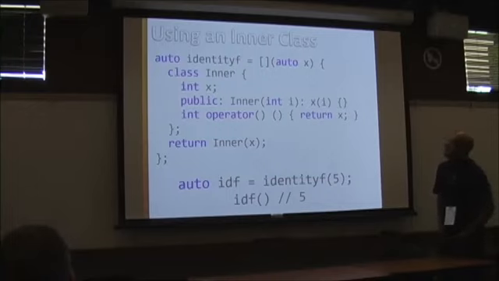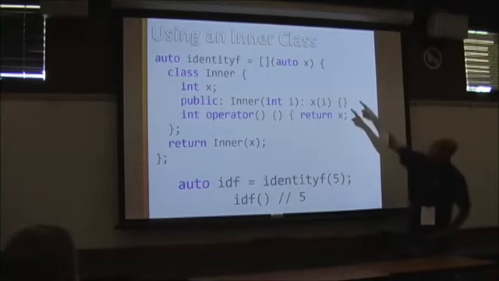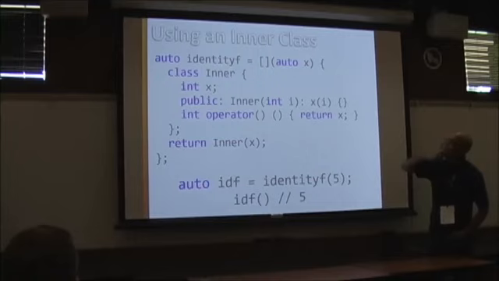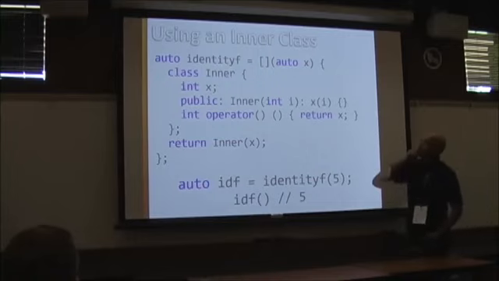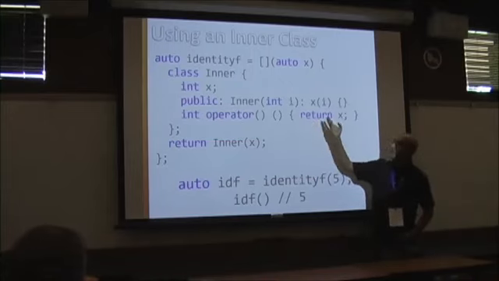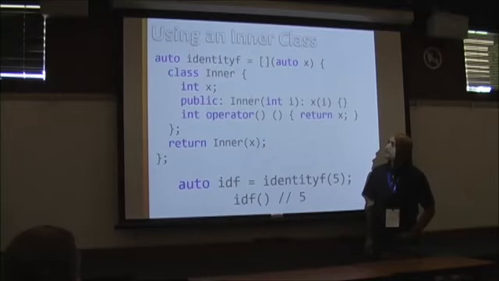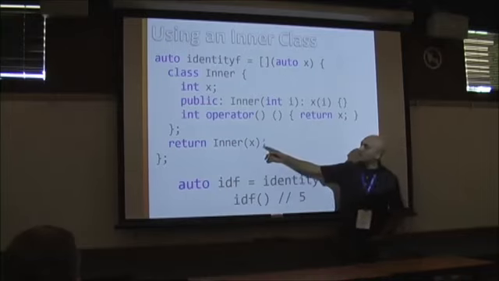Here is identity f, the top level function, right? And it takes one argument. That's why we have auto x. And inside that function, we have a class inner. This is going to be good old C++. There is a state variable, x is a member, a constructor that takes i and assigns it to x, pretty straightforward, right? It's just a simple function object, and we return inner x. We create an object of it and return that.